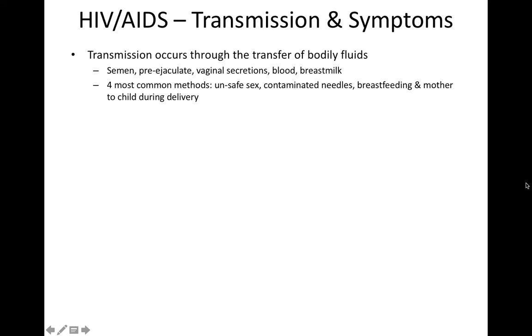So transmission of HIV is going to occur through bodily fluids. So we're talking about semen, pre-ejaculate, vaginal secretions, blood, and breast milk. The most common methods would be unsafe sex practices, contaminated needle sharing, breastfeeding, and then mother to child during the delivery process.